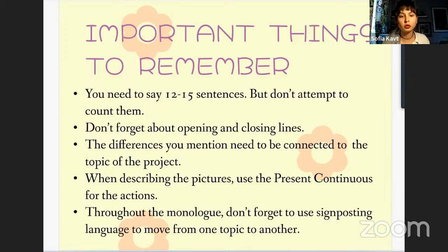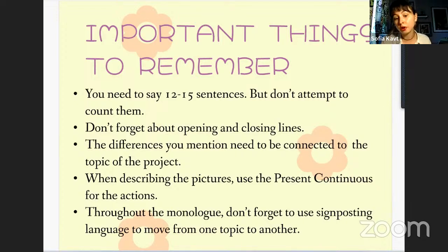So as I said before, it is okay to compare the number of people or what they're wearing. It's fine, you won't be penalized for mentioning that, but it won't be regarded as a legitimate difference between the photographs. The differences in question need to be directly related to the topic of the project. Then let's turn to the next point.